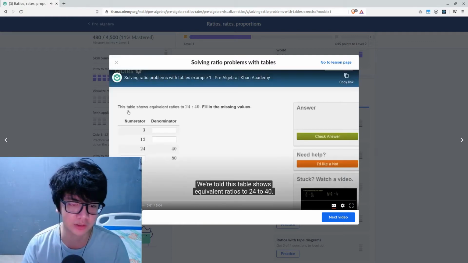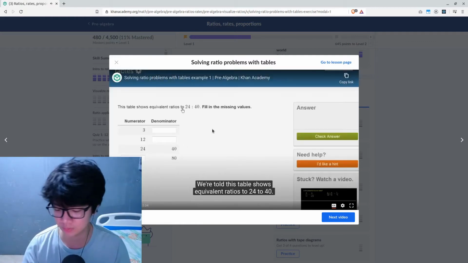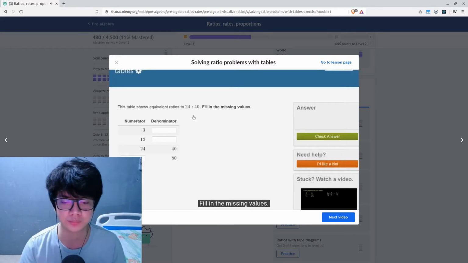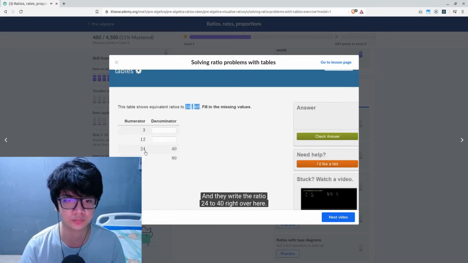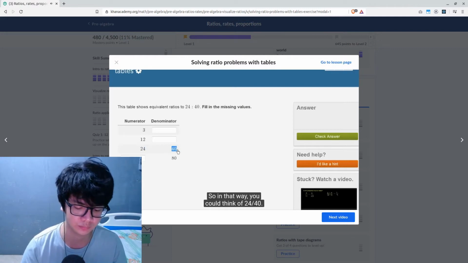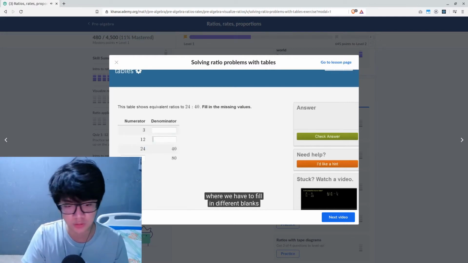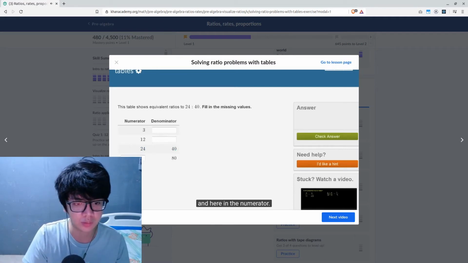We're told, this table shows equivalent ratios to 24 to 40. Fill in the missing values. And they write the ratio 24 to 40 right over here. When the numerator is 24, the denominator is 40. So in that way you can think of 24 over 40. But then they want us to write equivalent ratios where we have to fill in different blanks over here in the denominator and here in the numerator.